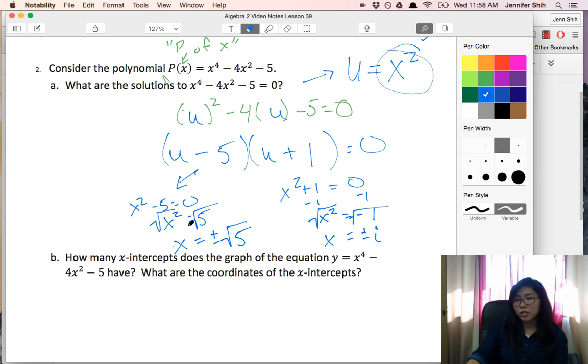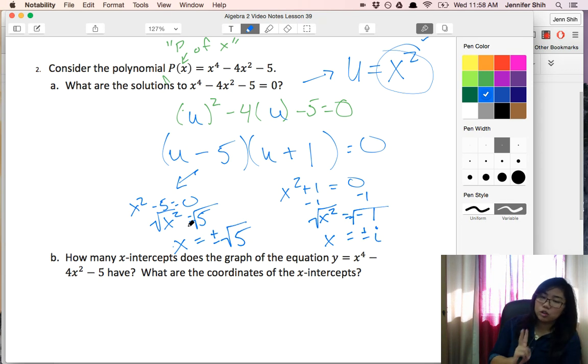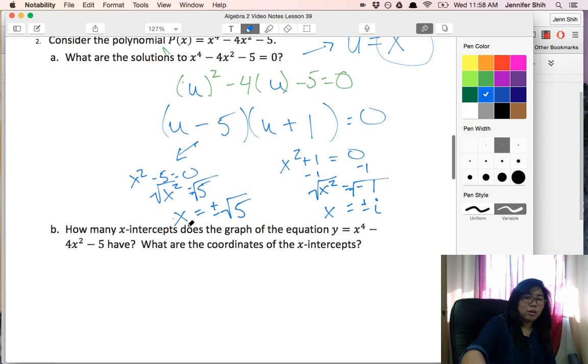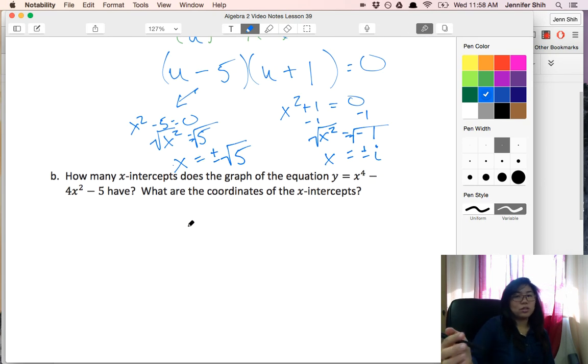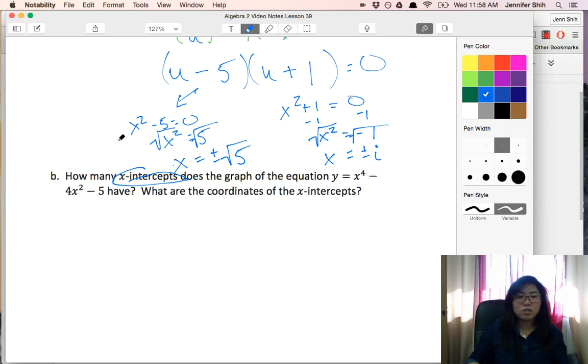Now, that goes into the second part of this question, which you should be writing down. How many x-intercepts does the graph of the equation x to the 4th minus 4x squared minus 5 have? What are the coordinates? X-intercepts mean that you have some x value and the y value is 0. So the coordinates are going to be some x value and 0.